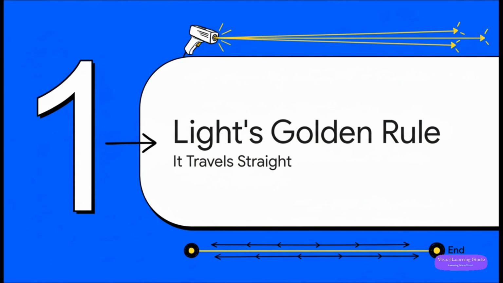Okay, so before we can even talk about light bouncing or bending, we have to lock in its number one, most fundamental rule. And this is a big one, so really let this sink in. On its own, light always travels in a perfectly straight line. Just picture a laser pointer, right? That beam doesn't wiggle or curve, it shoots straight from point A to point B.